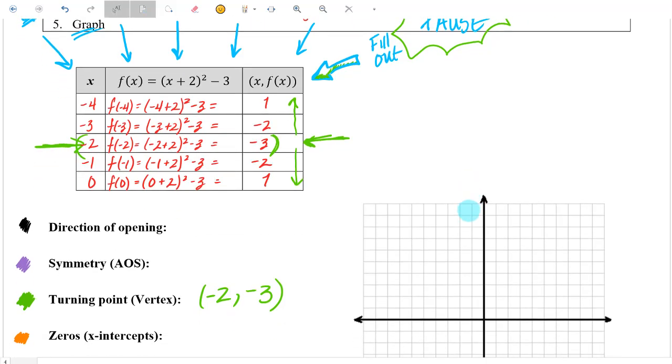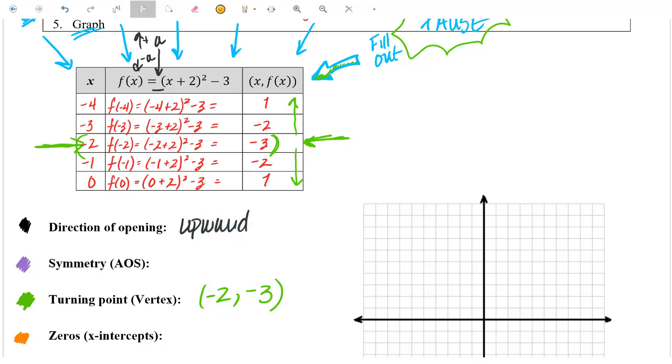All right, now that we've got that down, let's go ahead and address the direction of opening. The direction of opening comes from your A value. It's either positive and it goes up, or it's negative and it goes down. So in this case, there is no value here, so that's a positive 1. So our direction of opening is going to be upward.